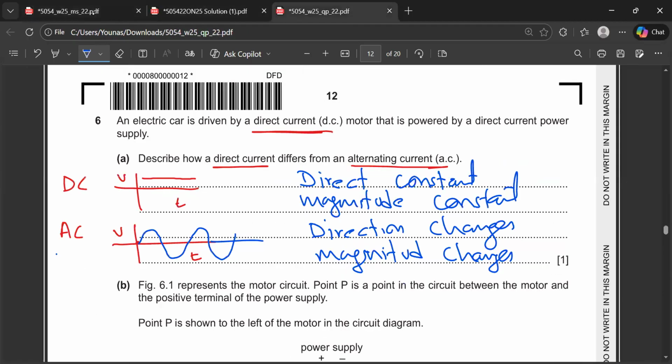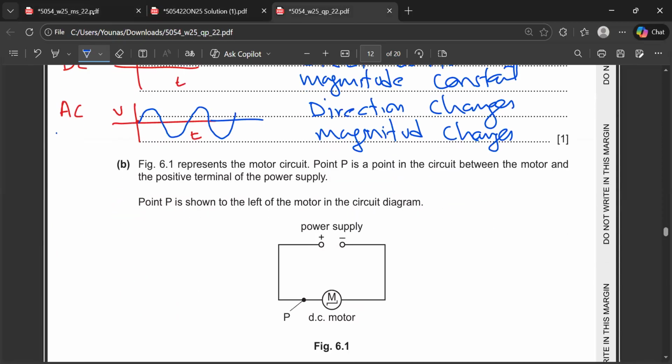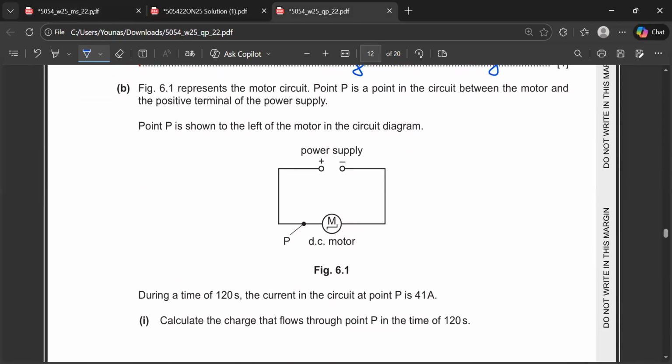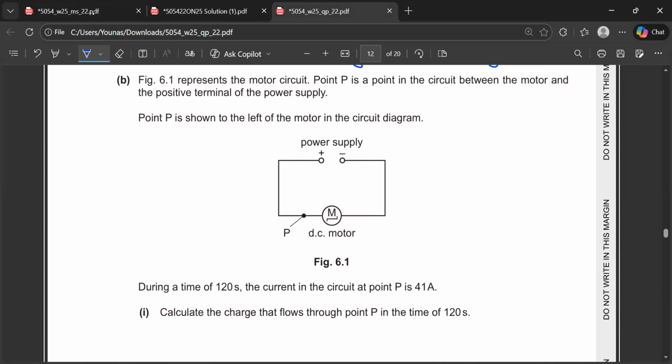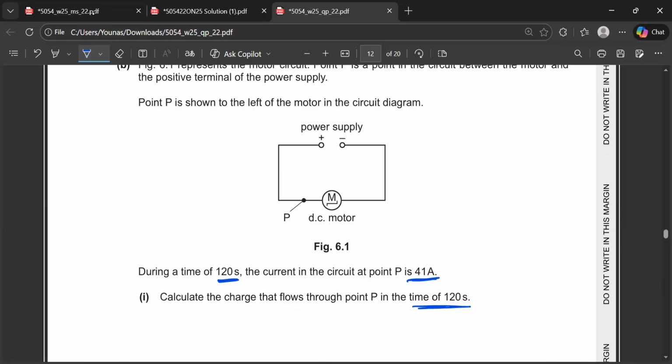Okay, question number 6, its A part is showing up on your screen. This is my answer. Now, figure 6.1 represents the motor circuit. Point P is a point in the circuit between the motor and the positive terminal of the power supply. Point P is shown to the left of the motor in the circuit diagram. During a time of 120 seconds, the current in the circuit at the point P is 41 ampere. Calculate the charge that flows through the point P in the time of 120 seconds.